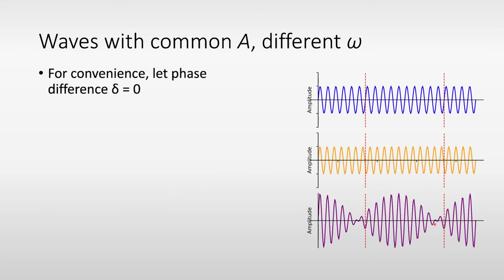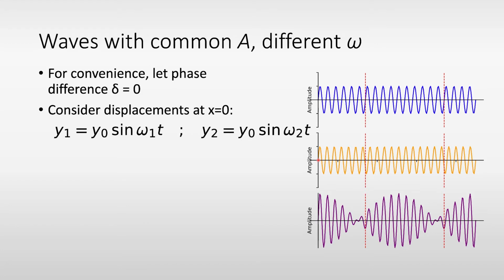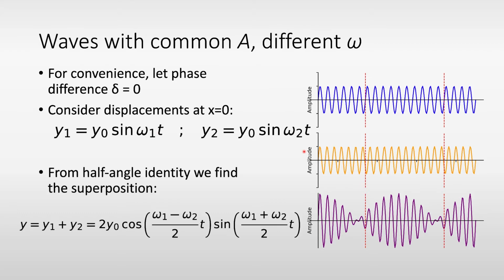So for convenience, let's just consider two waves with a common phase difference. That is, they're both starting at 0 at time 0. So they have a common phase difference, delta equals 0. Let's consider the displacement at the position x equals 0. So we have an expression for our first wave and our second wave. They both have a common amplitude, remember, y0. And we have this slightly different frequency, omega 1 and omega 2. From the half angle identity we've used previously, we can find the superposition expressed in this form here.